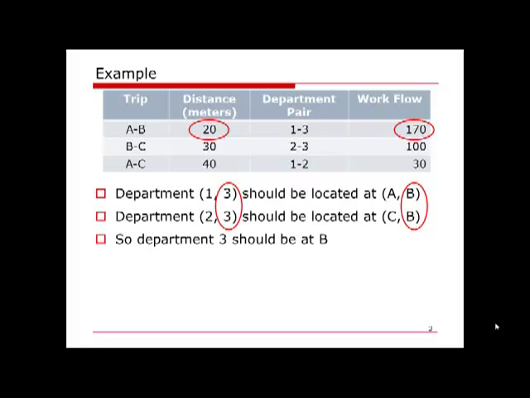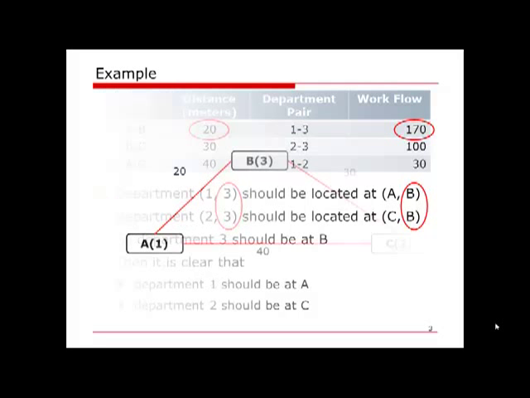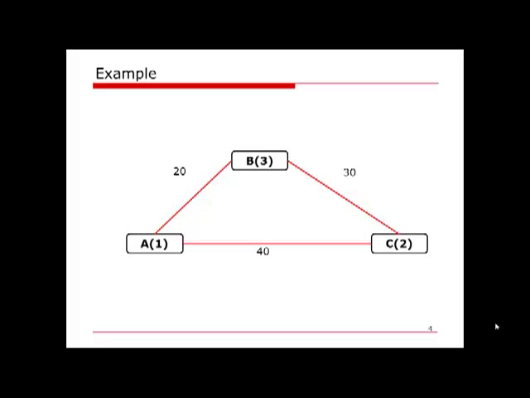And of course, the next step is straightforward. Department 1 should be at A and department 2 should be at C. So this will be our final solution. Departments 1, 2, 3 should be allocated at A, C, and B respectively. This is the best allocation plan that can minimize the total transportation distance or transportation cost.